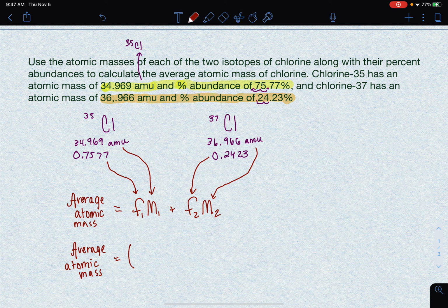So you get, I like to use parentheses for multiplication just because I think it's cleaner. 0.7577 times 34.969. And then the other term is 0.2423 times 36.966.